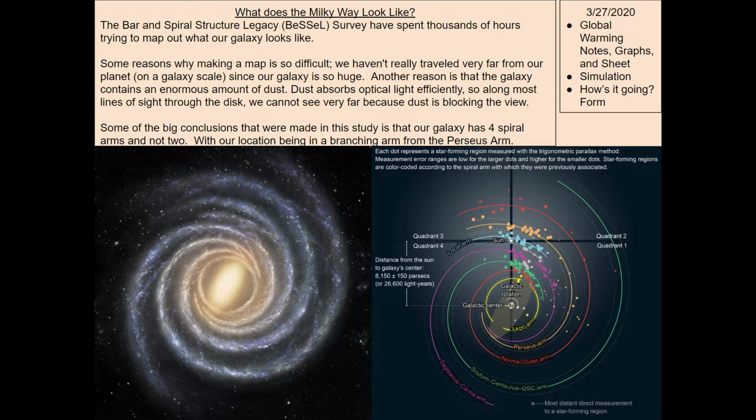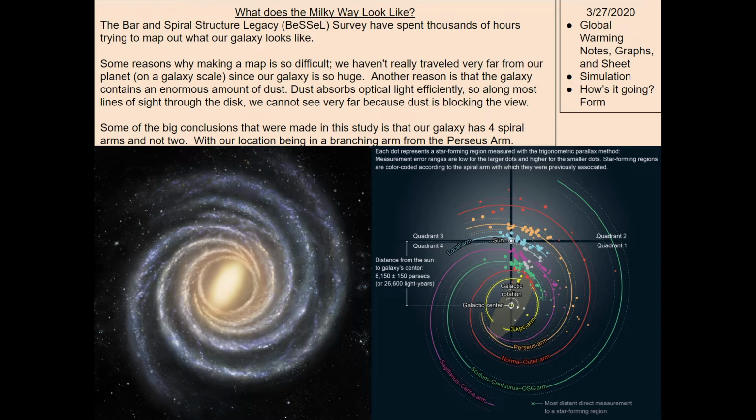But here we are. So, picture of the day. What does the Milky Way look like? Short answer, nobody knows. Long answer, we're trying to get a good idea. The bar and spiral structure legacy group is a group of people who are trying to figure out what the Milky Way actually looks like. We do not really have a great picture of it because we can't really get outside of it.